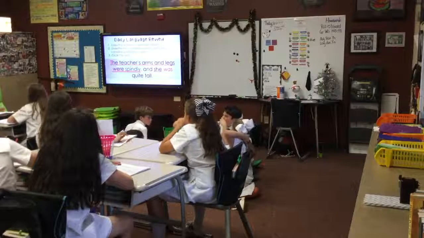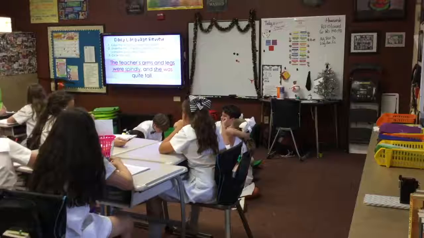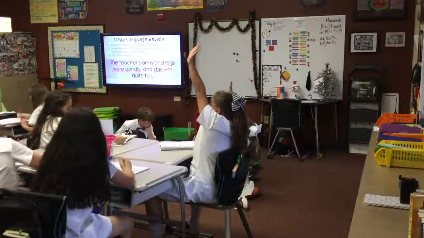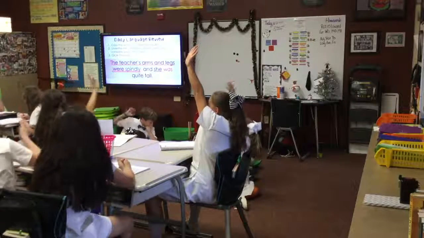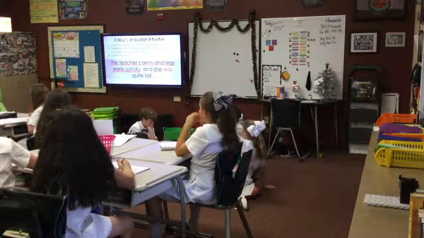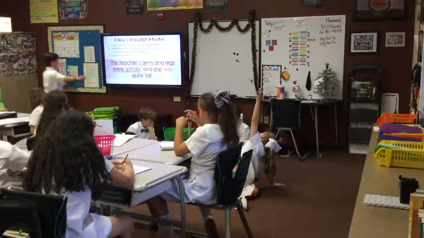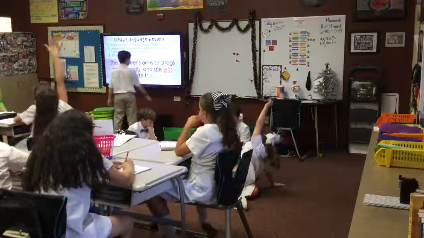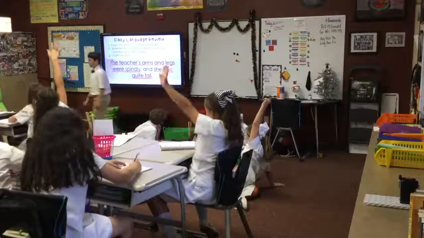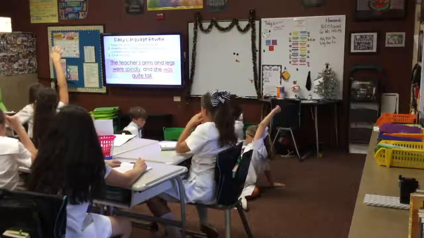The complete subject is she. The simple subject is she. It's also she. You got it. What's the complete predicate? It hasn't gone up yet. Landon. Was quite tall. Excellent. Will you go swipe for me? Was quite tall is my complete predicate. So now let's find the verbs. What's the first verb in that sentence? First verb. Madison?